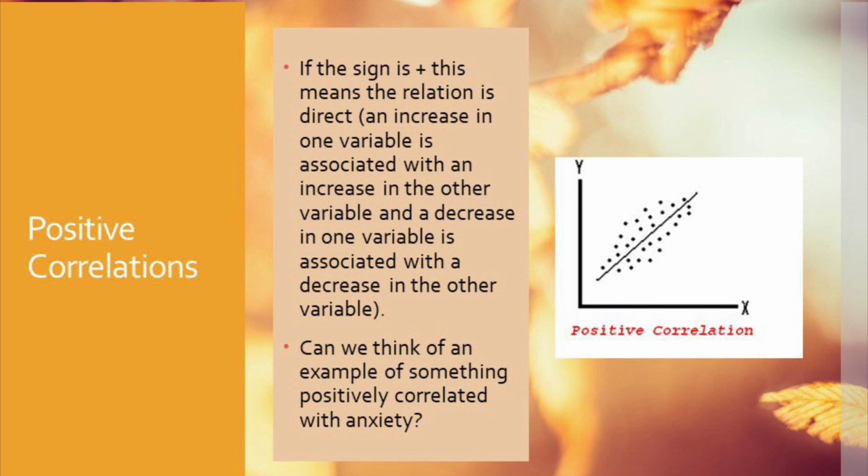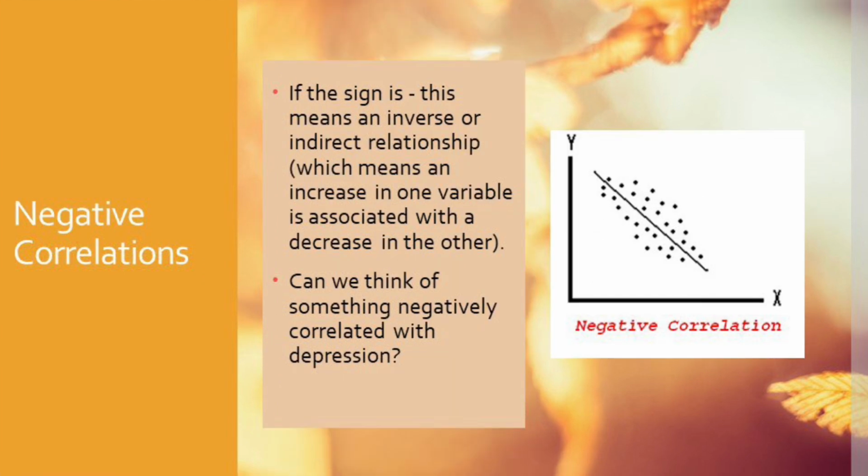So in the first example, heart rate and anxiety, both rates went up. And in the second example of sleep and energy, both of the rates went down. And since in both of those examples, the measurements went in the same direction, we see that as a positive correlation. Negative correlations are when the scores go in opposite directions. So one increases while the other decreases.